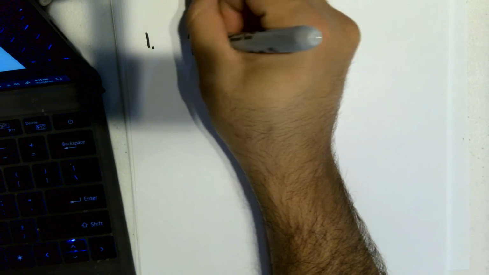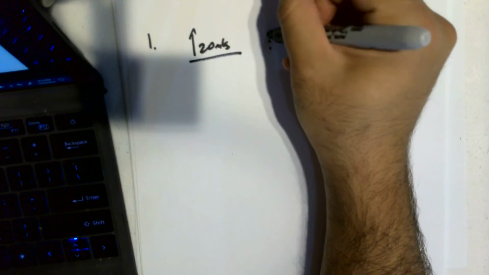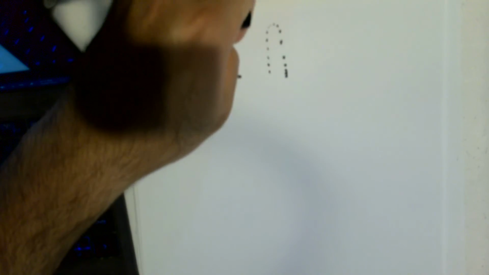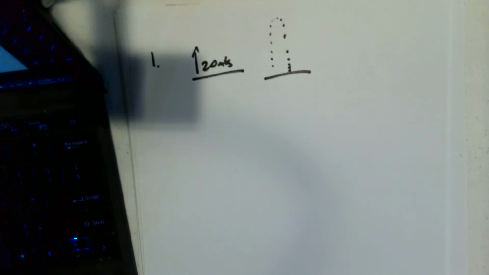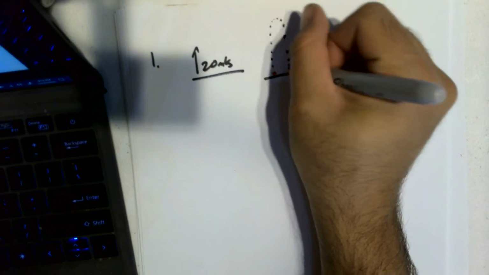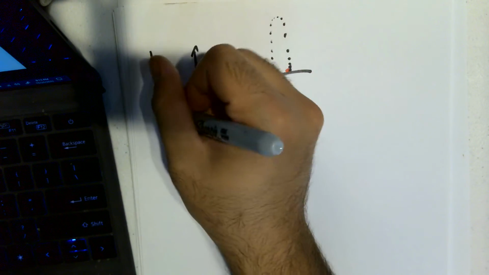Alright, if you're looking at problem number 1, it tells us that we have something fired off at 20 meters per second, and we know it's going to go up and it's going to come back down. So essentially what we're looking at is a one-dimensional problem where something starts here and ends here. And we always like to make a table of the quantities that we have.